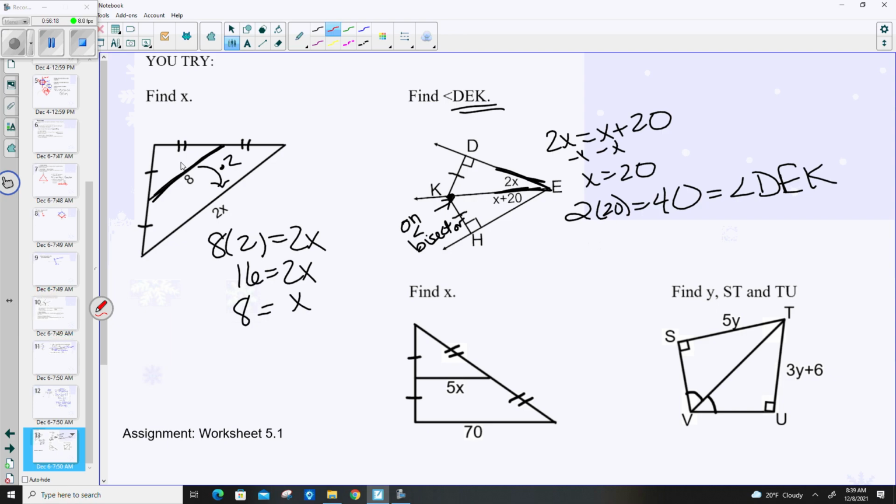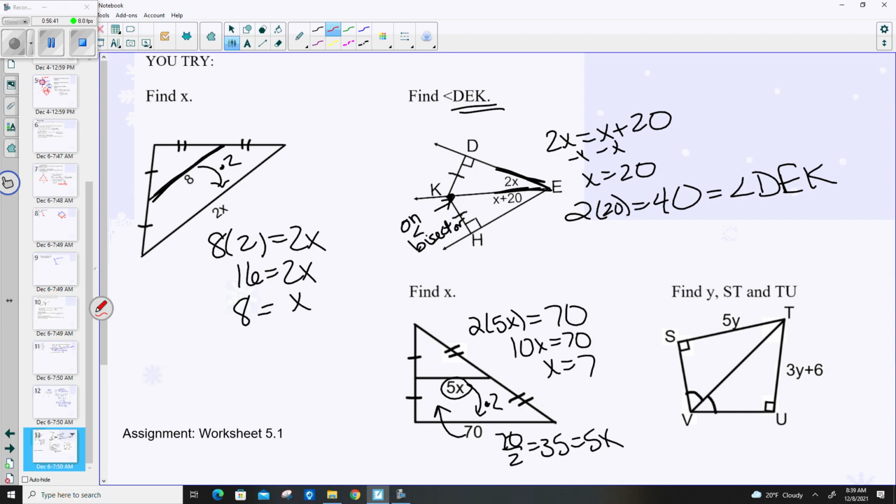All right, bottom left-hand corner, we have 2 ways of doing this. Either I have to take the 5x and multiply by 2 to get to my 70, or you could go the other direction. You could take 70 and divide it by 2, which is 35, and say that that's equal to 5x. And either way works, because if I get 10x equals 70, I have x equals 7. If 35 equals 5x, then x equals 7. So either way, you get 7.